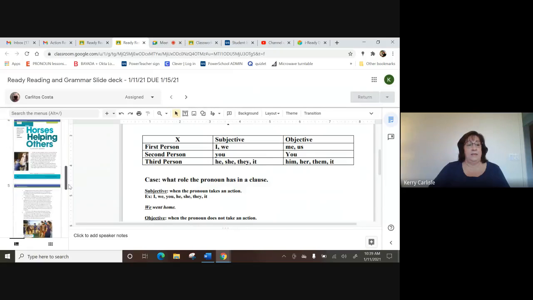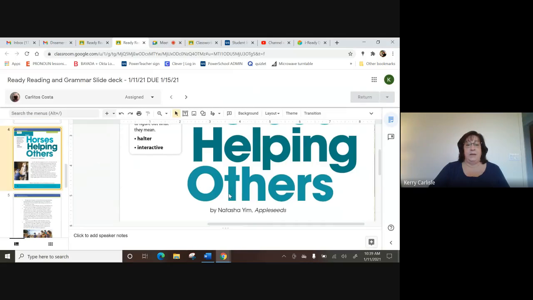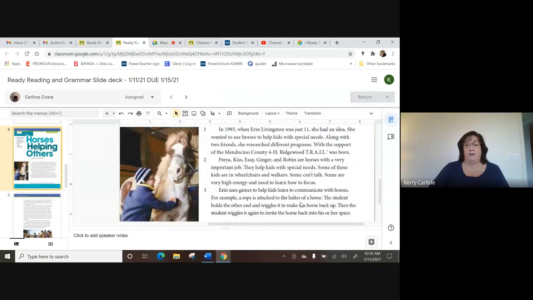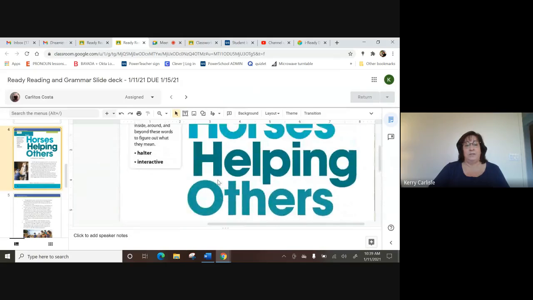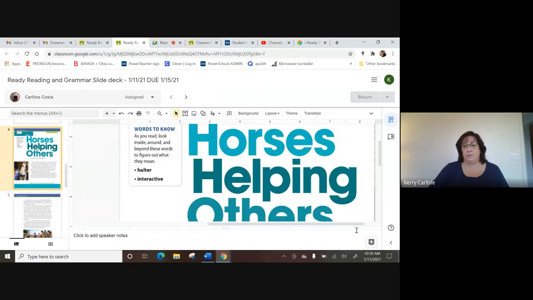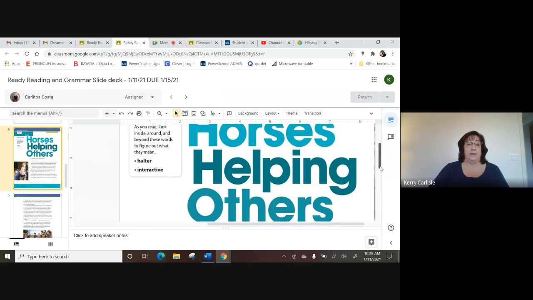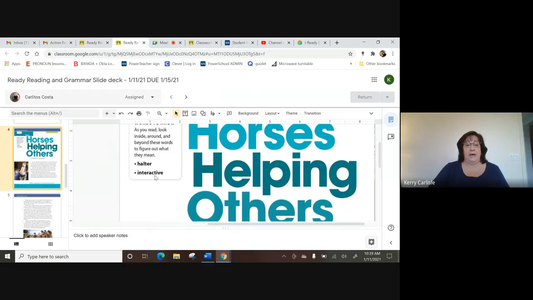Then our last thing today, we are reading this week this little article about how horses can be used to support kids that have disabilities. Okay, notice how the words they're talking about here, the halter is the part that has the reins, right? It goes through there, the bit, and everything that goes back where you control the horse, that's the halter. And interactive is our word of the day.